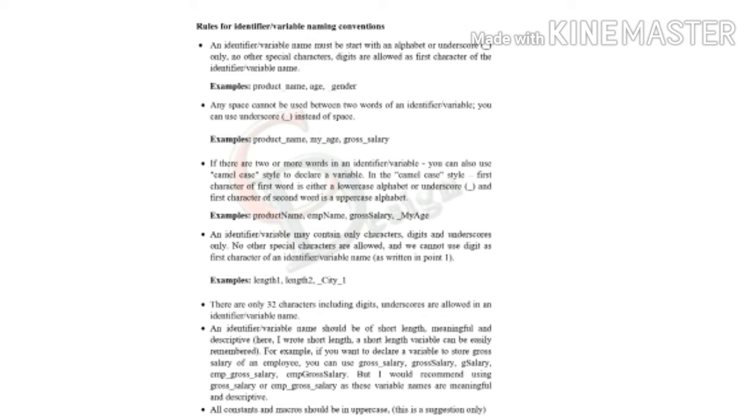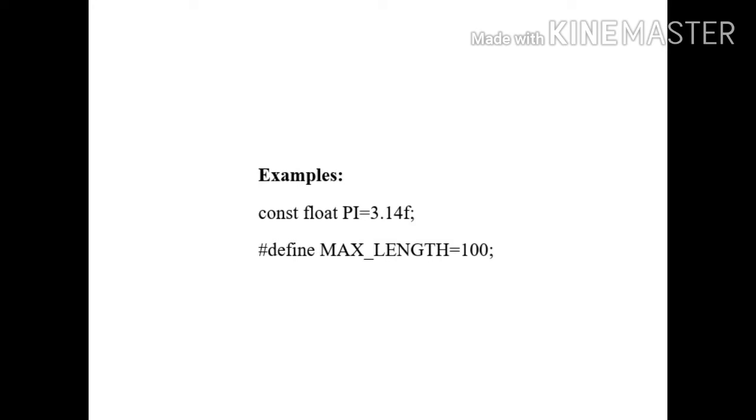And also, a variable may contain only characters, digits, or underscores. No other special characters. Then only 32 characters, including digits and underscores, are allowed in a variable name. So maximum of 32 characters. You can't write a variable name which has more than 32 characters. That's the rule of programming whenever you're writing a code. Then we have all constants and macros should be in uppercase. This is just a suggestion. This applies to maybe some mathematical stuff and all. Could be length or just anything.